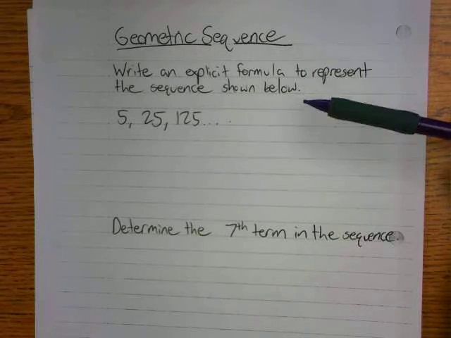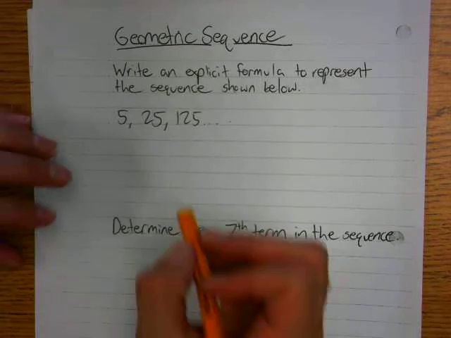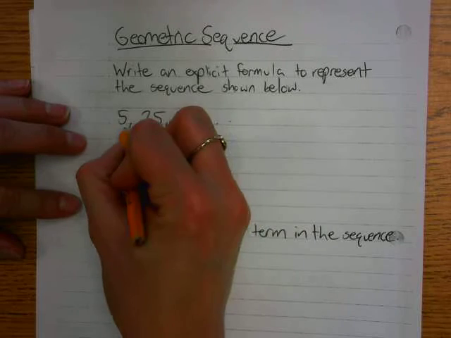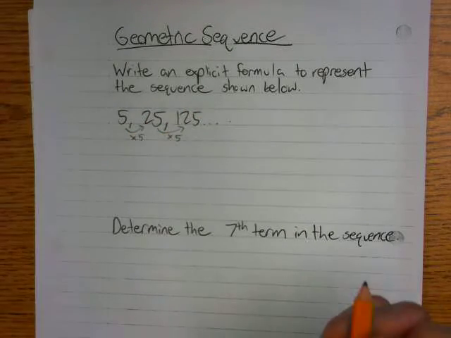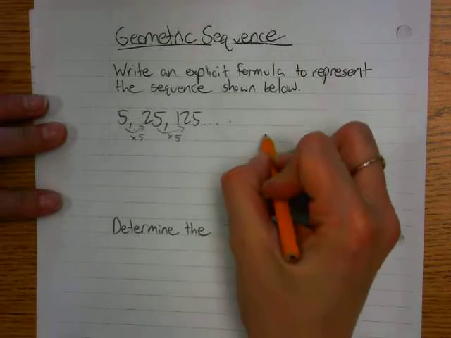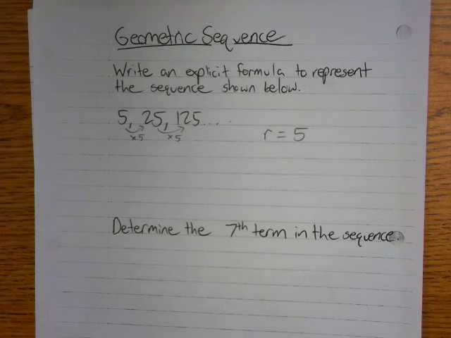So let's take a look right here. It says, write an explicit formula to represent the sequence shown below. And I see that the sequence says 5, 25, 125, and so on. So when I think about the pattern, I notice that we are multiplying times 5 every time here. So that's what we'll call our common ratio r. r is going to be equal to 5.